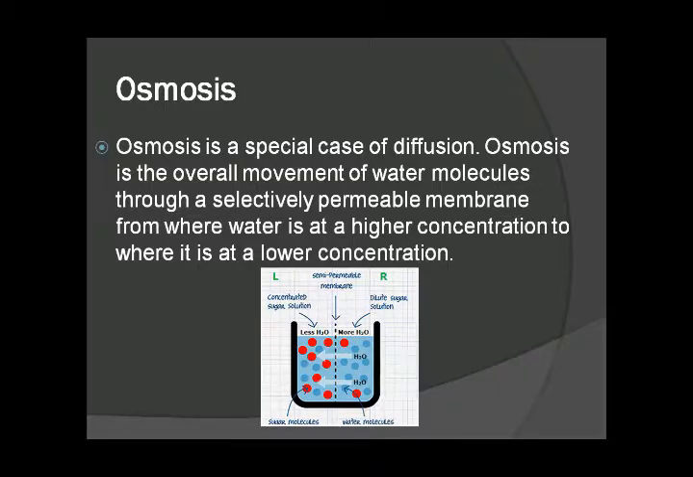Remember what we learned in diffusion? Diffusion takes place in both liquids and gases, and it's a movement of particles from an area of higher concentration to an area of lower concentration. So the only difference is that osmosis is selective. So it depends on the scenario for diffusion to take place. It's like a special kind of diffusion.